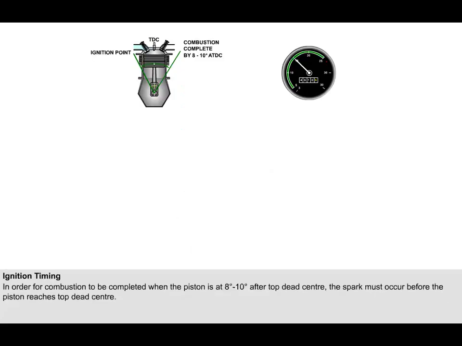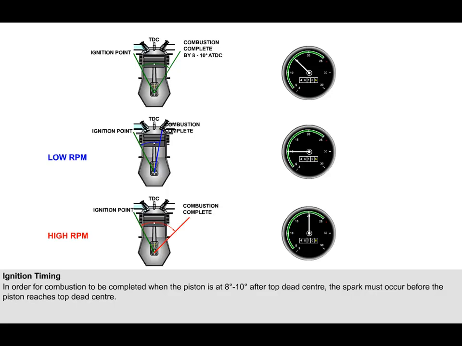As combustion takes a period of time, albeit a short one, in order for combustion to be completed when the piston is 8 to 10 degrees after top dead centre, the spark must occur before the piston reaches top dead centre. The flame rate remains reasonably constant, so if the ignition point remains the same, the point in the cycle where combustion is completed will vary with variations in engine speed.